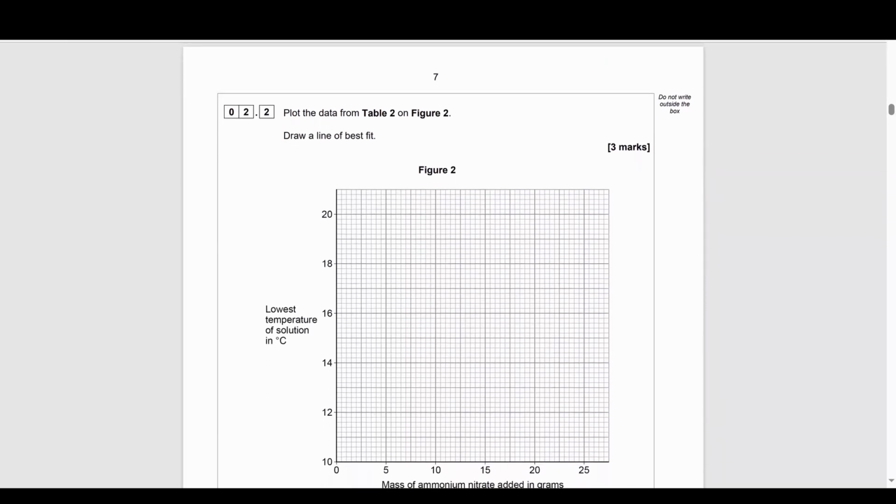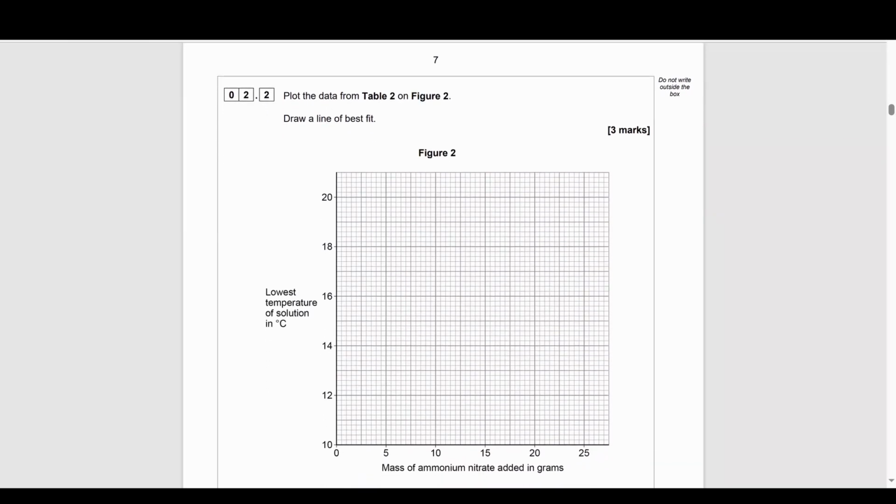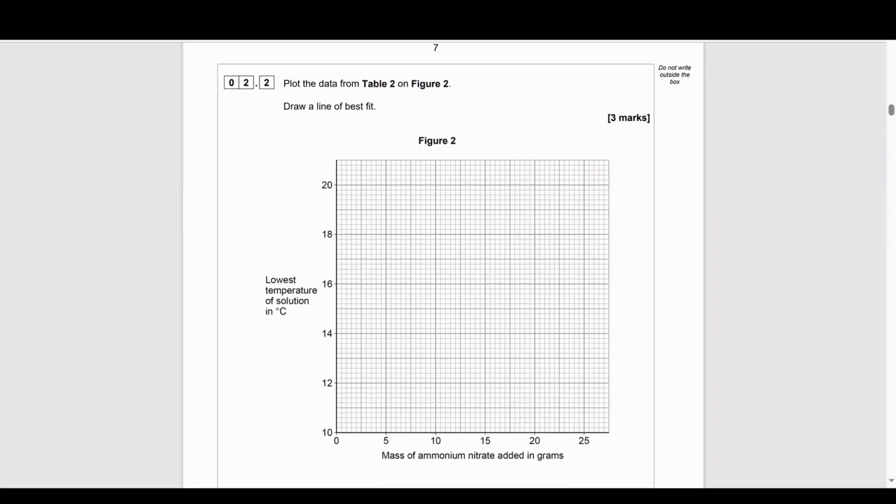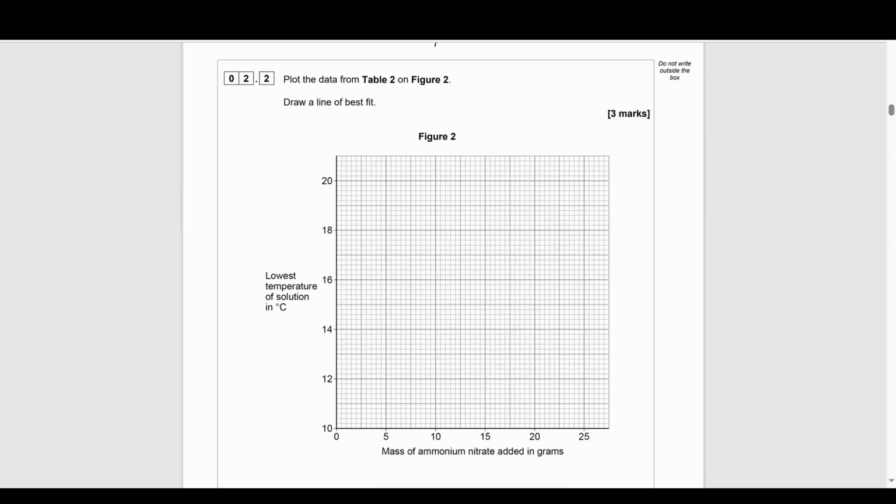2.2. Plot the data from table 2 on figure 2. Draw a line of best fit. Once again, look at our scales and our axes. Mass of ammonium nitrate added in grams is on the x-axis. The x-axis should be the independent variable on a graph. Lowest temperature of solution in degrees Celsius is the y-axis, and that should always be the dependent variable.